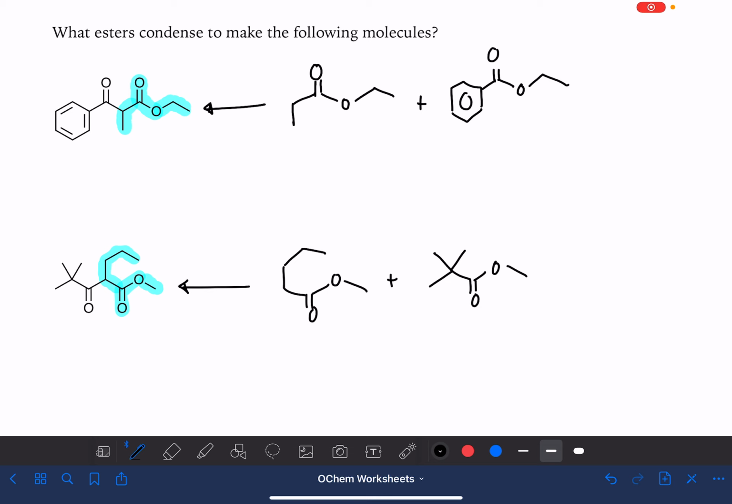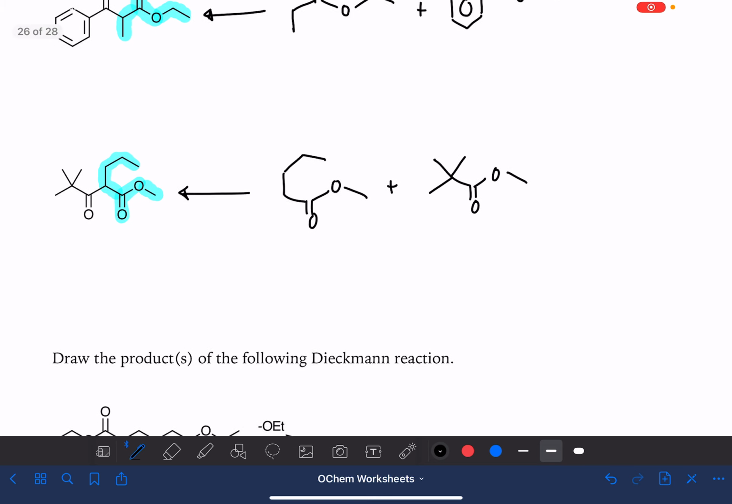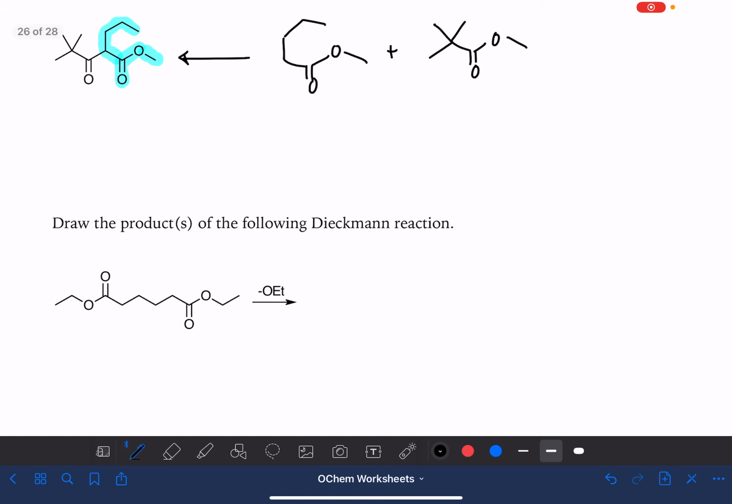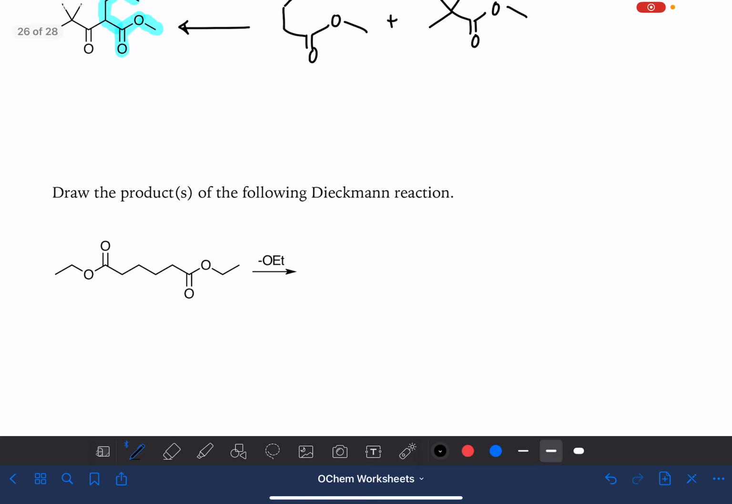The last thing that we're going to do on this worksheet is called a Dieckmann reaction, and this is just an internal or intramolecular Claisen condensation reaction. So here we have a diester, and for this, we're just going to be attacking one ester group from the other. So I'm going to begin by identifying the alpha hydrogens. We have some over here. We also have alpha hydrogens over here. We'll use the ethoxide to deprotonate. It doesn't matter which alpha hydrogen we grab originally.